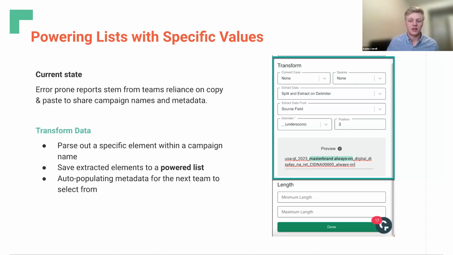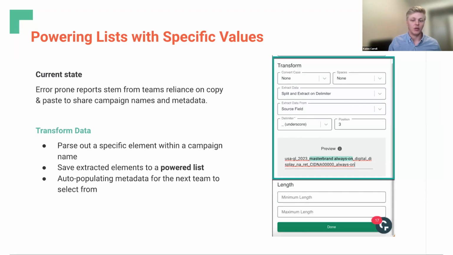So we have a campaign name that includes things like geo, product, channel, maybe a random ID, et cetera, right? We can parse out the product name or the geo and place those into a powered list to be used on another template for another reason.